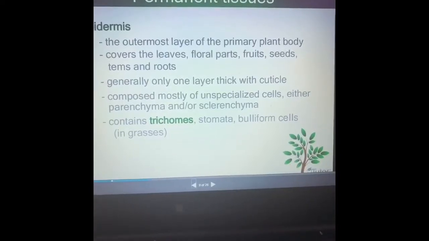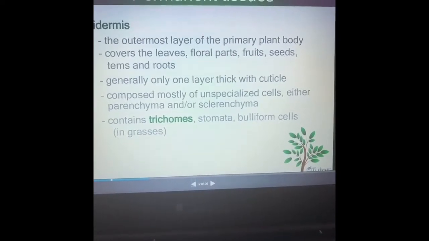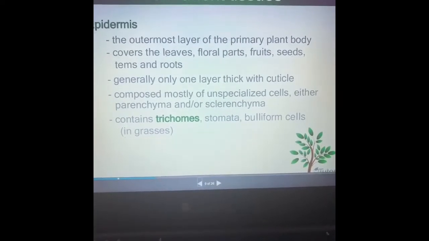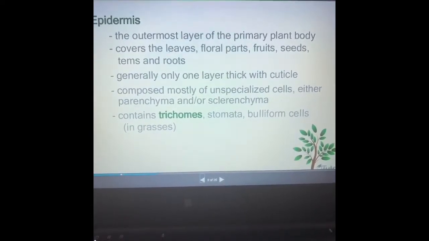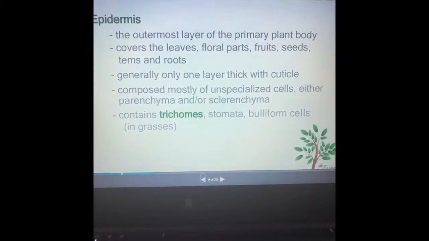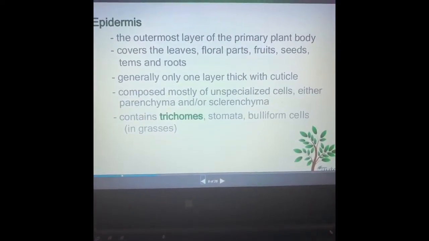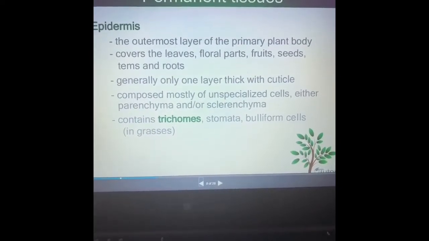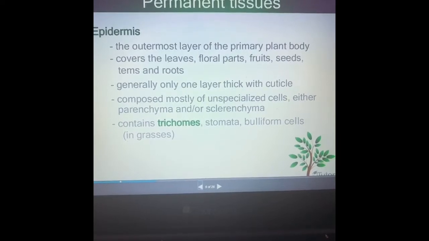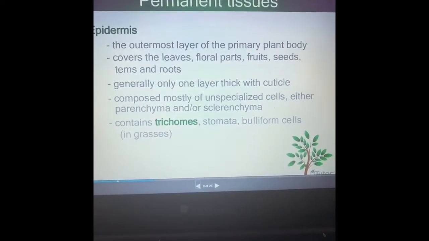Another modified or special type of parenchymatous cell present on the surface of the plant organ is the epidermis. It is the outermost layer and it covers the leaves, the fruits, the stem, root. It is generally one cell layer thick. It is just one layer thick, mind you, and it has a cuticle that protects it from the surroundings. So epidermis, aerenchyma, chlorenchyma, these are all modifications of the parenchymatous cells.